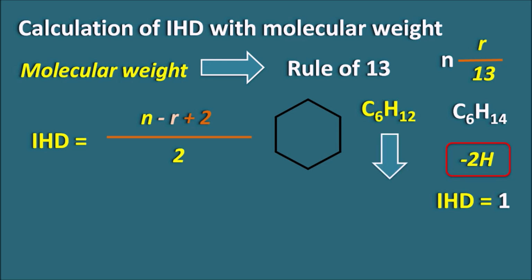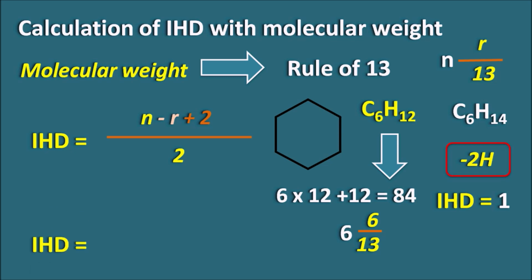The molecular weight of cyclohexane is 6 into 12, because carbon has the atomic weight of 12 and hydrogen has the atomic weight of 1. So 6 into 12 plus 12 gives 84. Now let us divide this 84 by 13. When we divide by 13, we get 13 into 6 plus 6, which can be written as 6 and 6 by 13. So 13 into 6 is 78, plus 6 is 84. So now the quotient N is 6 and the remainder R is again 6.